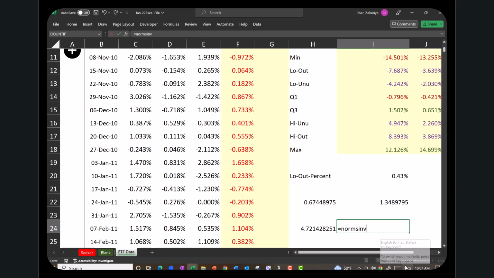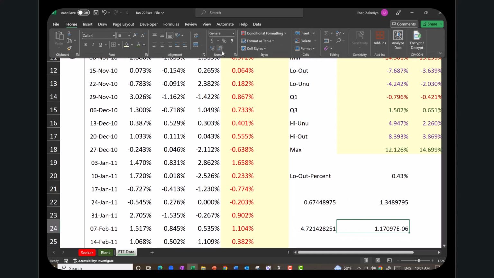Well, let's find out the probability of that. Norm S dist, norm S dist, I'm sorry, 4.72. Let's do 1 minus because we're in the upper tail. So expected percent of outliers in a normal distribution is 1% of 1% of 1%. Okay? But in this data, we're getting 0.43.